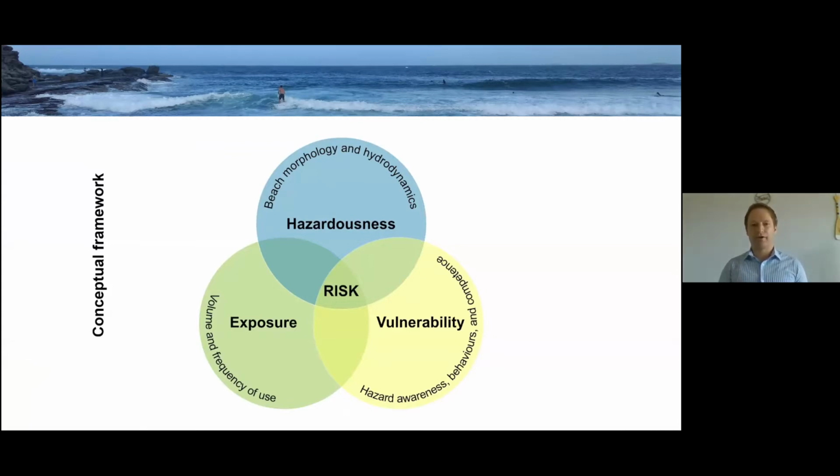In terms of the risk of drowning and injury, within a conceptual framework, I see three key components that contribute towards the risk. First of all, the hazardousness of an environment. So beach morphology and hydrodynamics and how they influence the physical risk of drowning and injury. Secondly, we've got the exposure element, namely the volume and frequency of water use, which is going to be the key component we'll be discussing today. And thirdly, the vulnerability component. So the hazard awareness, behaviours and competence of various people using the aquatic environment.